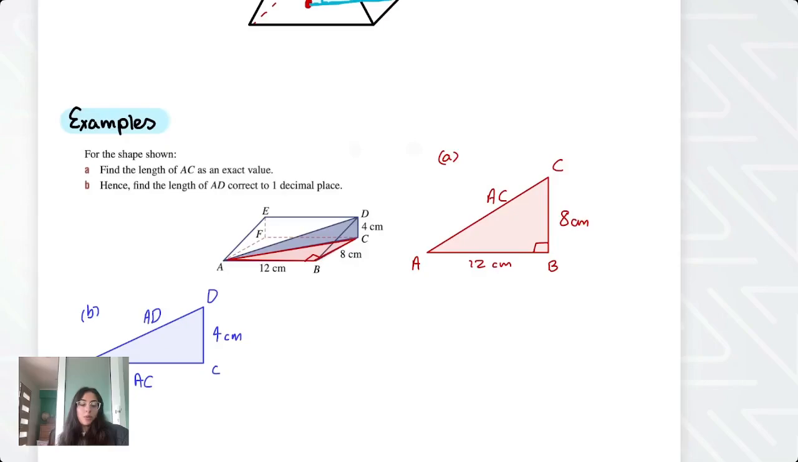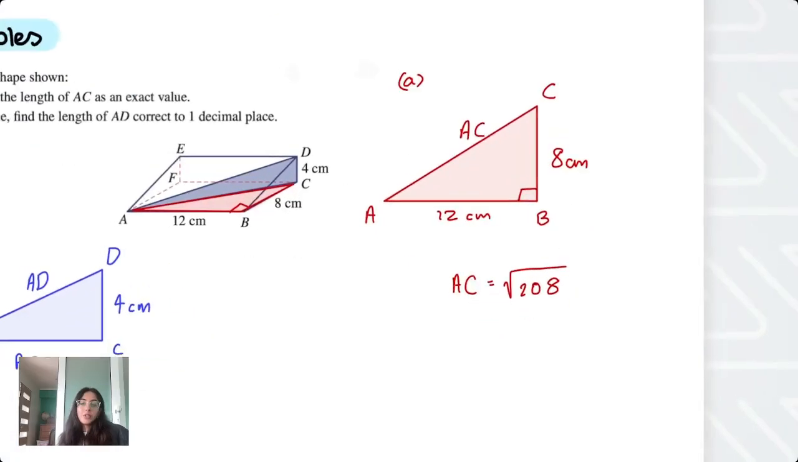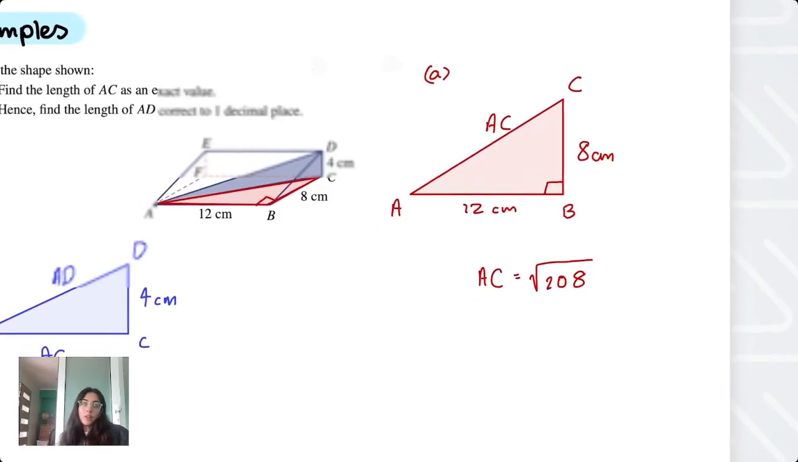Can someone tell me what you got as the exact value for AC? Chris, what did you get? I got 13. I'm not sure. No, it's not 13. What did you get as the exact value? So in the square root. 14.42. No. In the square root, the exact value. Remember, exact values are part of the square root. 208. Yeah. So we get AC equals the square root of 208, and I hope that everyone knows how we got there.